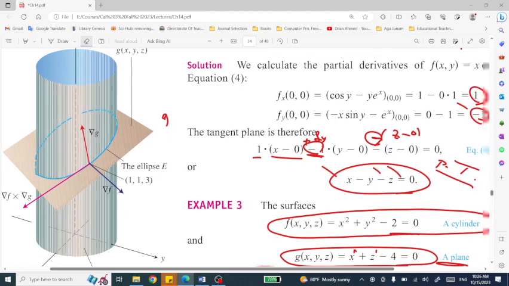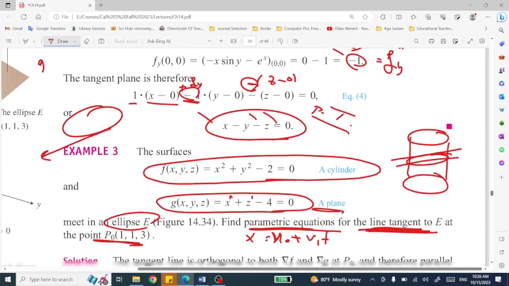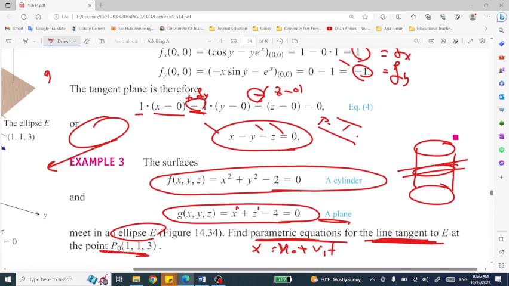Find what? Find the tangent to the ellipse. The tangent of what? Of the cutting place, of the meeting place. So we don't have anything, we just have two equations of the surface, cylinder and plane, and one point.